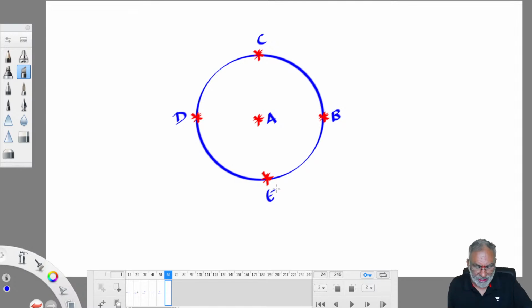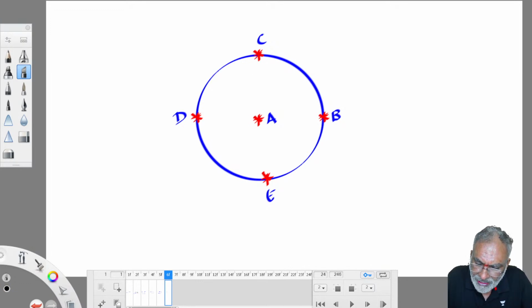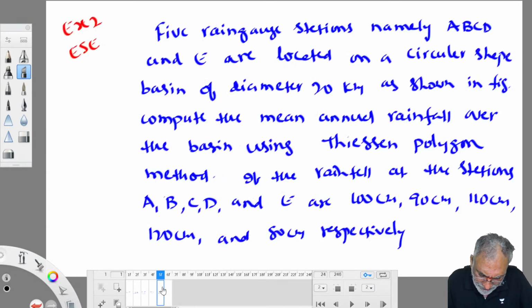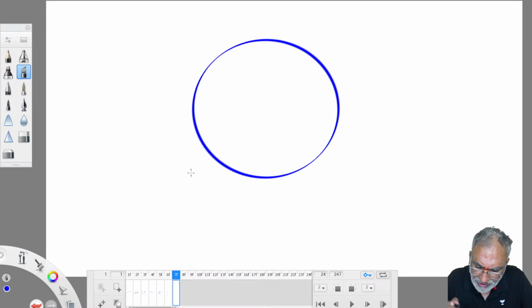So as per procedure, what you need to do? You have to connect all adjacent rain gauge stations by straight line. For A, B, C, D, E, all of them are adjacent rain gauge stations. Therefore, I connect all of them by straight lines. This is like this is given. So solution. So let me solve in another page. Okay. We connect all adjacent rain gauge stations by straight lines.